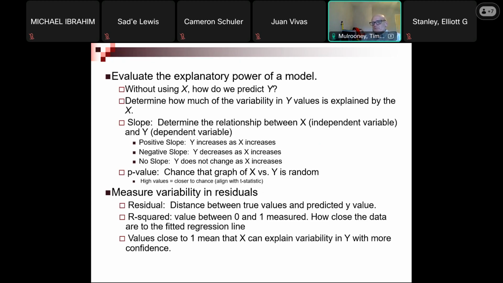I appreciate that. So our residuals, measuring the variability, are the distance between the true values and our predicted values. So we've got these residuals right here.